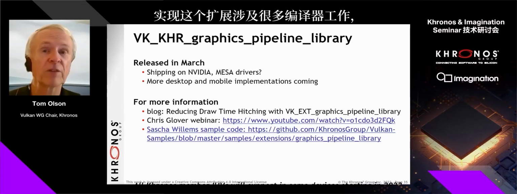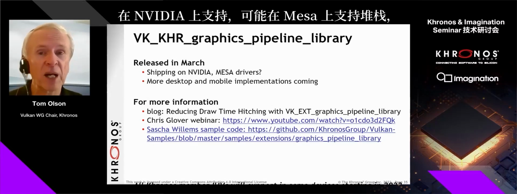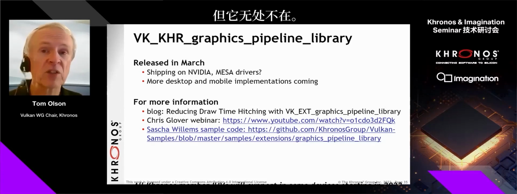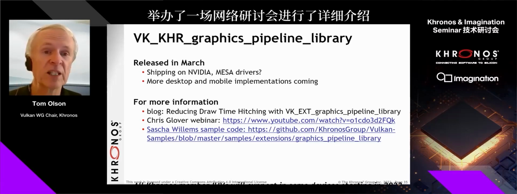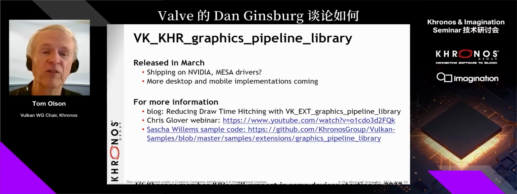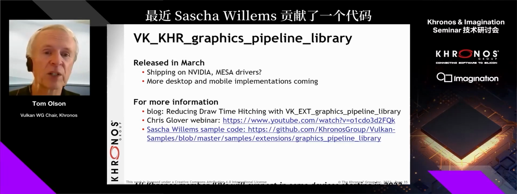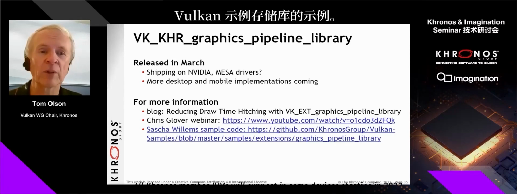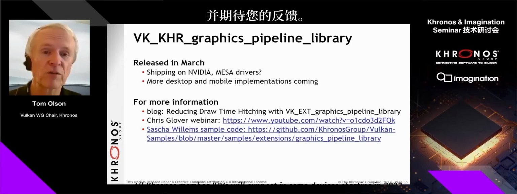Implementing this extension involves a lot of compiler work, and right now I believe it's only supported on NVIDIA and possibly in the Mesa stack, but it is coming everywhere. For more information, Chris Glover of Google has a webinar presentation that goes into detail about how the extension works. There's a great blog post by Dan Ginsberg of Valve talking about how he applied the extension in Source 2. And recently, Sasha Willems contributed a code example to the Vulkan samples repository. We're very excited about Graphics Pipeline Library and looking forward to your feedback.